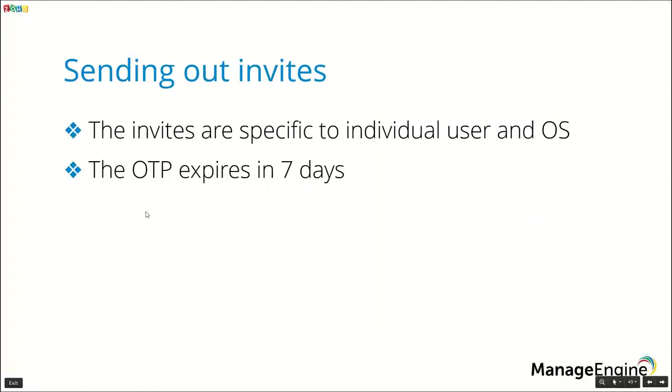And when it comes to sending out an invite, either as an SMS or an email invite, this invite is specific to an individual user and an OS. So you might need to choose the appropriate OS and enter the user information to send out the invites to. And then the OTP will also expire in 7 days. The user has to complete the enrollment within 7 days.